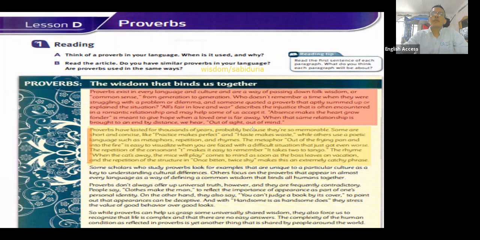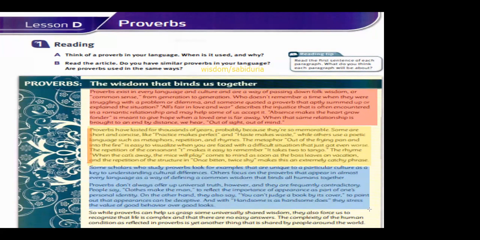Okay, let's go with blue. Some scholars who study proverbs look for examples that are unique to a particular culture as a key to understanding cultural differences. Others focus on the proverbs that appear in almost every language as a way of defining a common wisdom that binds all humans together. Proverbs don't always offer up universal truth, however, and they are frequently contradictory.